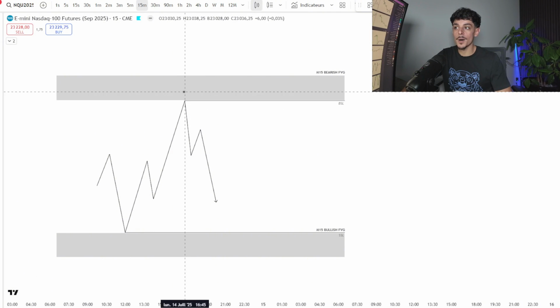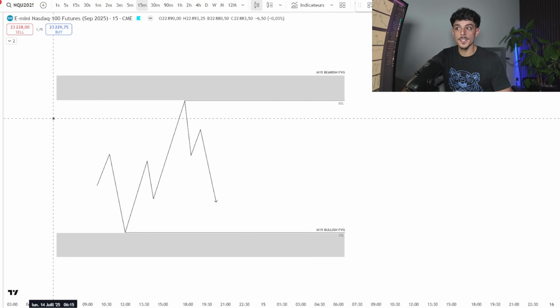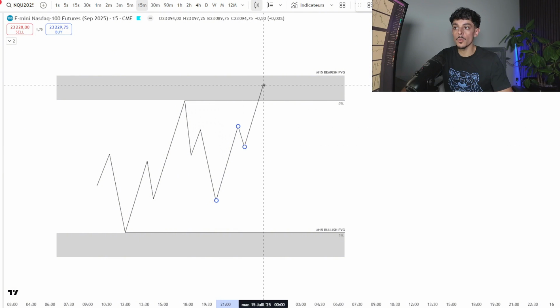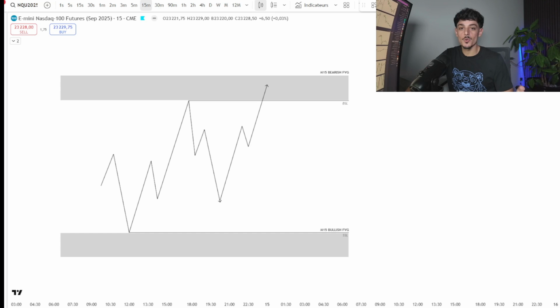We want to see a buy side liquidity pool formed and a bearish 15-minute fair value gap right above this buy side. Then we want to wait for price to sweep this liquidity pool and enter inside this 15-minute bearish fair value gap. Step 2, you want to make sure that you enter this 15-minute bearish fair value gap aggressively by creating a bullish fair value gap on the 1, 2, 3, or 5-minute chart.